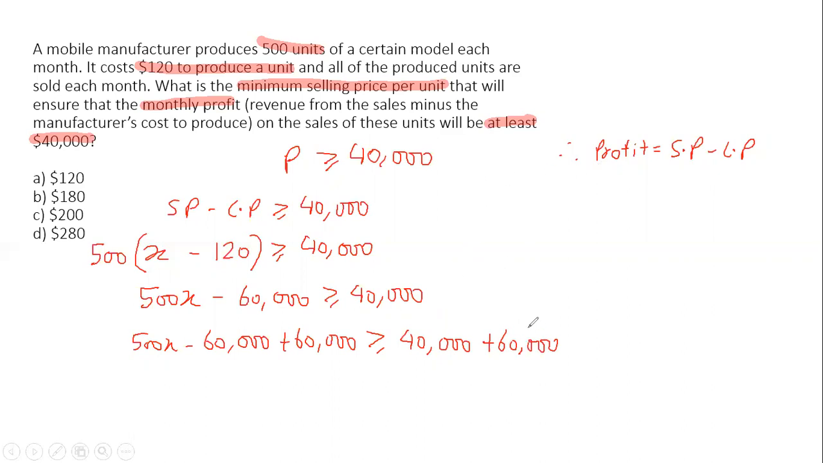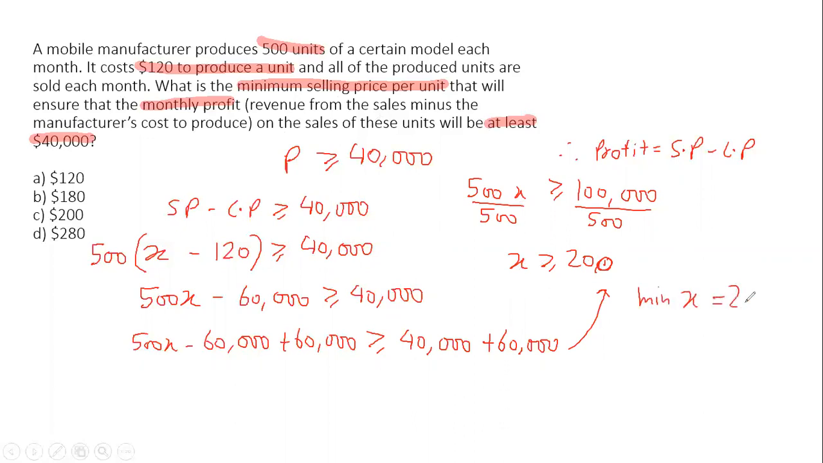So now from here I will get 500x is greater than or equal to 100,000. Now guys, again, I'll just divide 500 on both the sides. I can very well divide with a constant. So from here I'll get that x will be greater than or equal to 200. So that's the value of x. Now they're asking me the minimum selling price. So if something is greater than or equal to 200, the minimum value of x will be 200. So guys, I got the minimum selling price, which is 200.